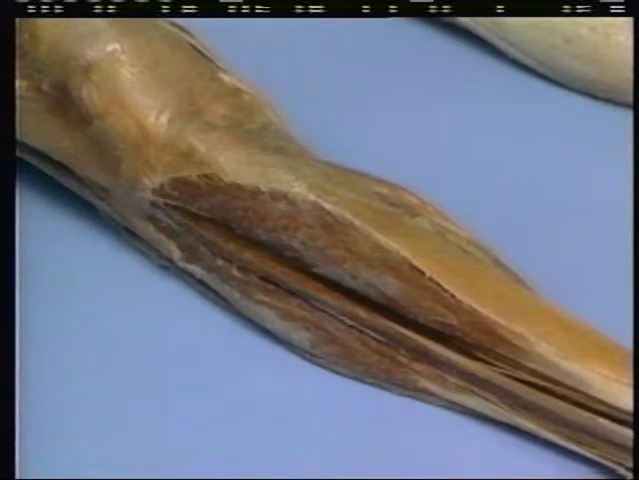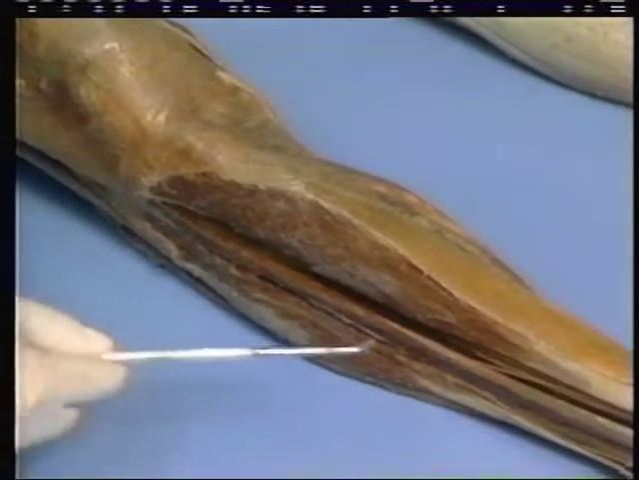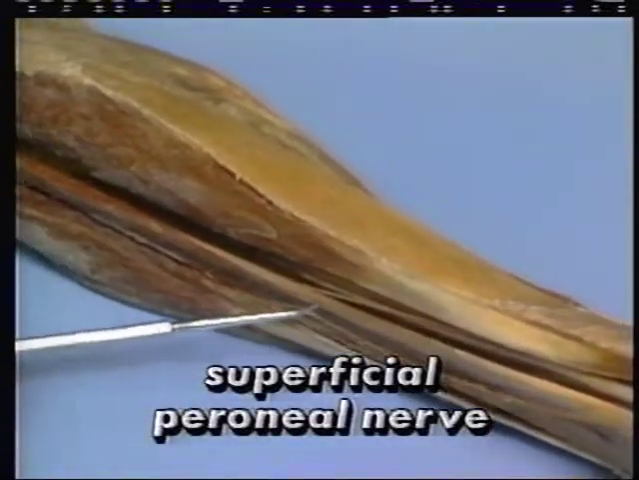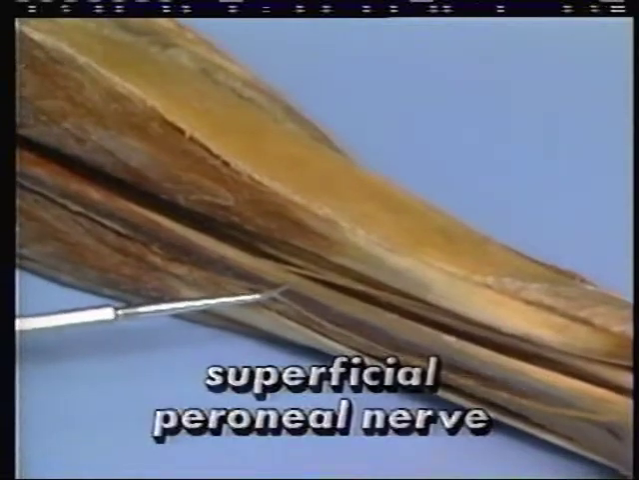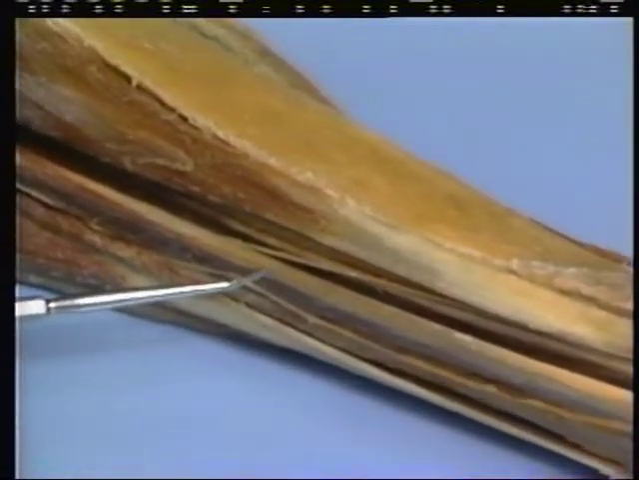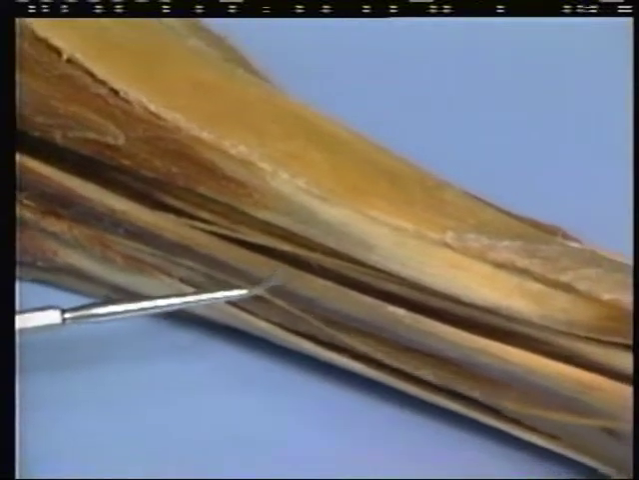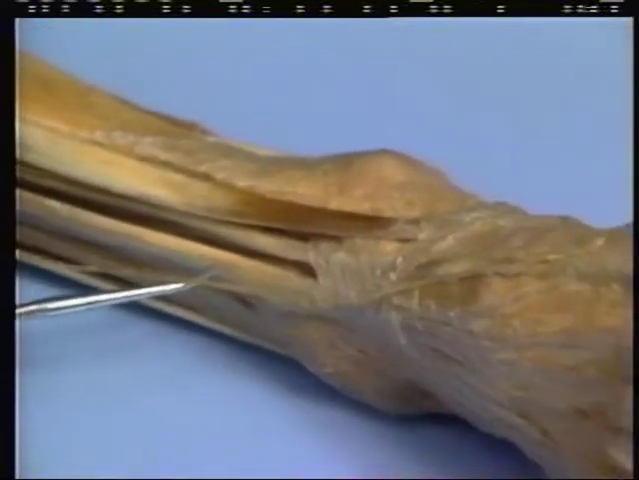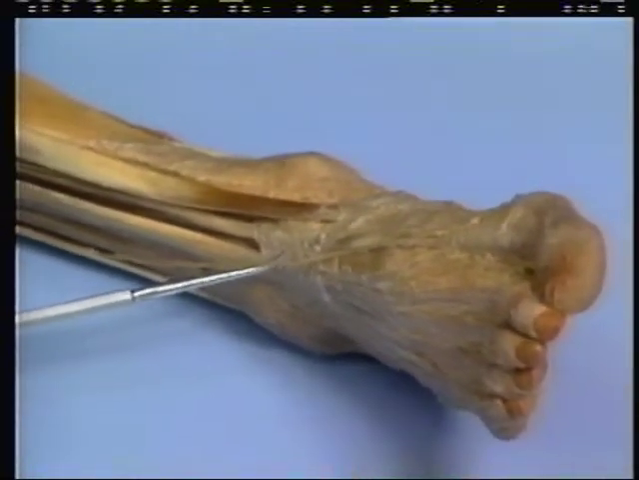We will follow the course of the branches of the common peroneal in this anterior view of our specimen. Below the knee, the common peroneal divides into superficial and deep branches. Proximally, the superficial peroneal nerve lies deep in the lateral compartment of muscles. The nerve supplies motor innervation to the muscles of the compartment which evert the foot at the ankle. Distally, the nerve becomes cutaneous and supplies sensory innervation to most of the dorsum of the foot.